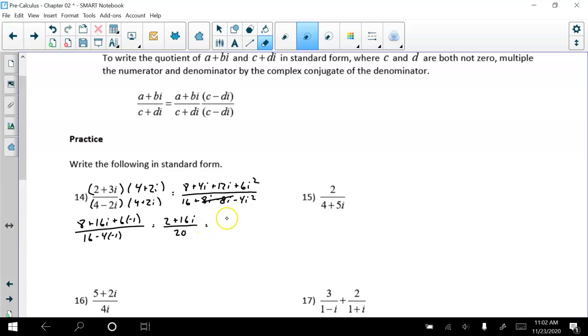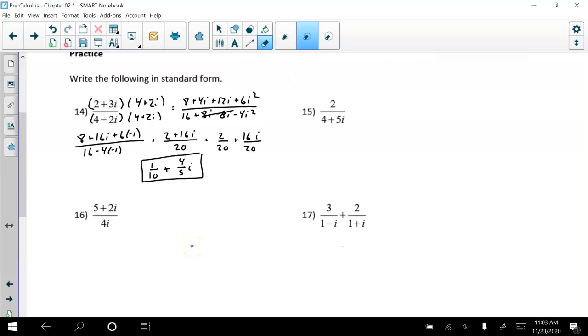Now, the next thing we want to do is split them up. They both get their own denominator, 2 over 20 plus 16i over 20. So when you write this, you can reduce. 2 over 20 is 1 over 10, plus 16 over 20 is 8 over 10 i. And that's how you'd write that answer. 1/10 plus 8 over, that's not 8 over 20. We can go further than that. They're divisible by 4. Excuse me, that would be a 4 over 5. Sorry about that. So 4i over 5.